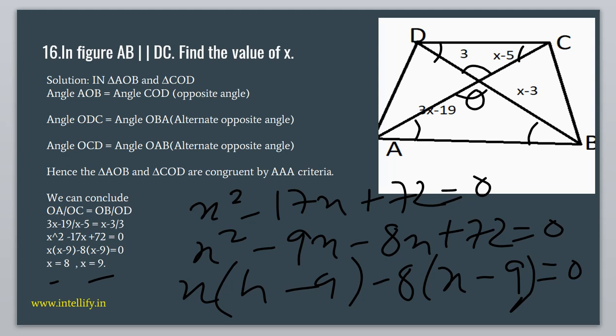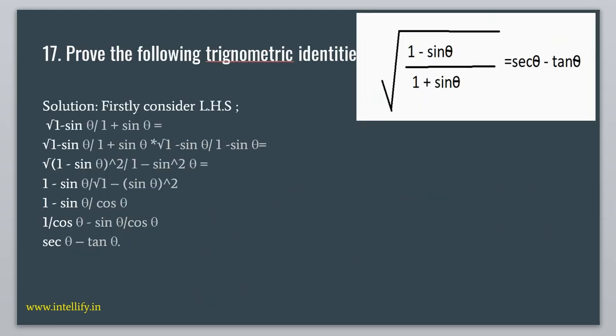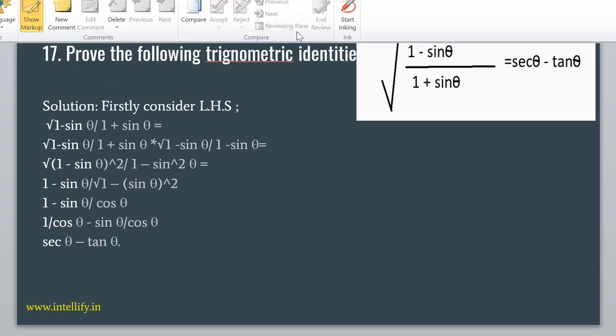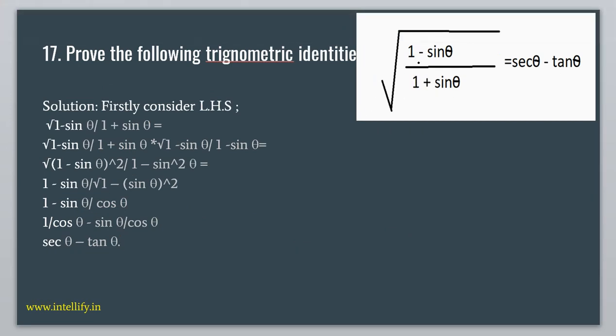Let's jump on to the next question. We have to prove the following trigonometric identity. We have been given the trigonometric identity: under root, 1 minus sin theta by 1 plus sin theta equals sec theta minus tan theta. So what we'll first do, we will have to rationalize this expression.